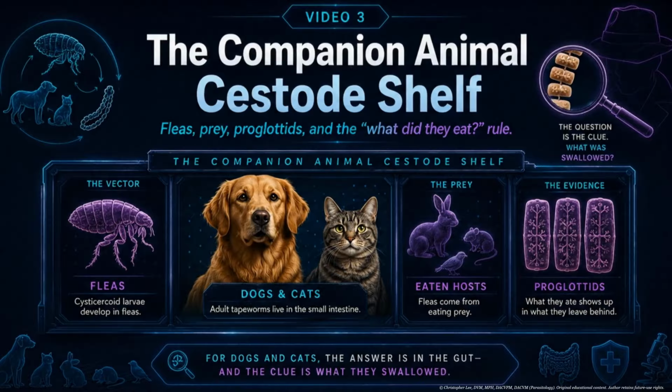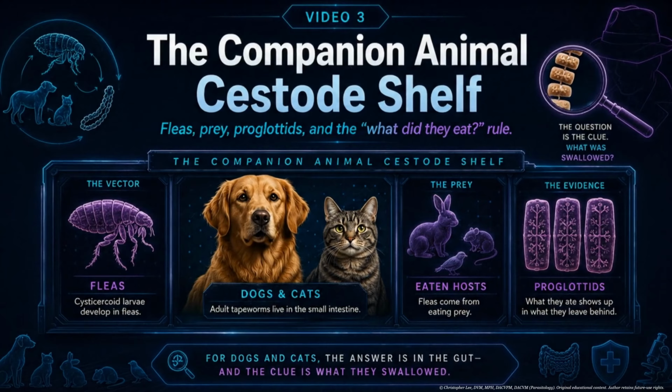What was swallowed? Dogs and cats are professional swallowers of suspicious objects. Fleas, rodents, rabbits, raw tissues, fish, crayfish, amphibians, and occasionally something left behind the couch. Cestodes simply take advantage of the habit.